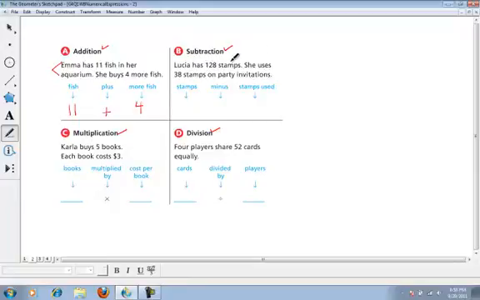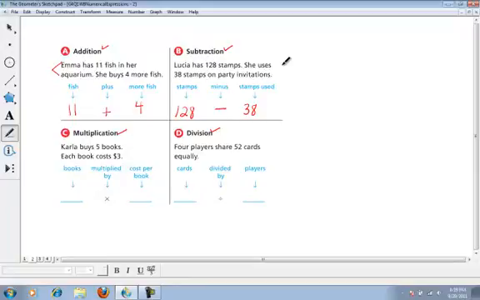Let's look at this situation. Lucia has 128 stamps. She uses 38 stamps on party invitations. Well, we could write that like this. She has 128 stamps and she uses 38 of them. So we're going to subtract 38 of those stamps from what she already had.